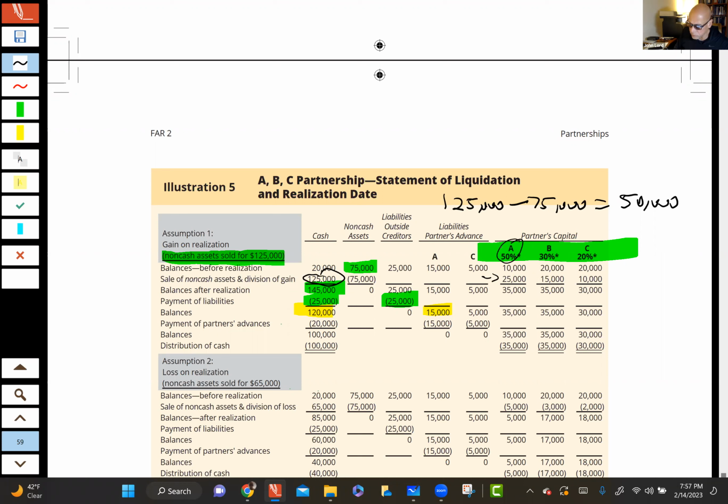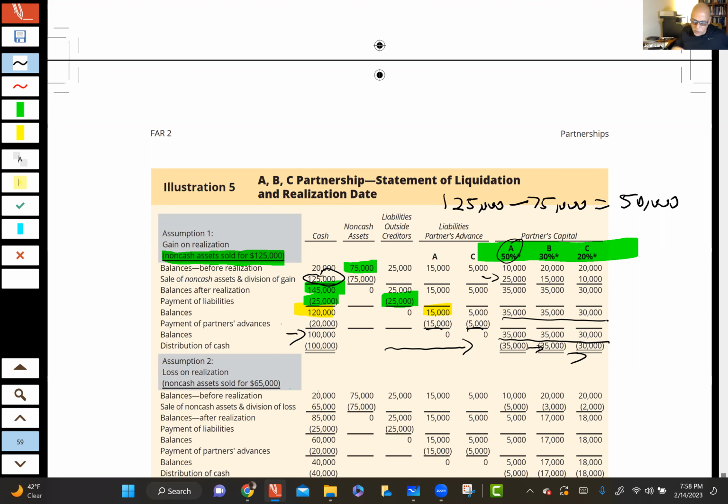And then the remaining 30 and 20: 30% of 50 is 15 and 20% is 10. So you distribute that. Then you start paying off the outside creditors. Then you've got to pay the partner that loaned some money. By the time you pay that 15 and that 5, because that partner's got to be paid their 5, you're down to 100,000. And the 100,000, you simply distribute according to the requirements of the problem. So you give 35,000 to A, 35,000 to B, and 30,000 to C, because that's what they're left with after you've gone through and allocated everything across.